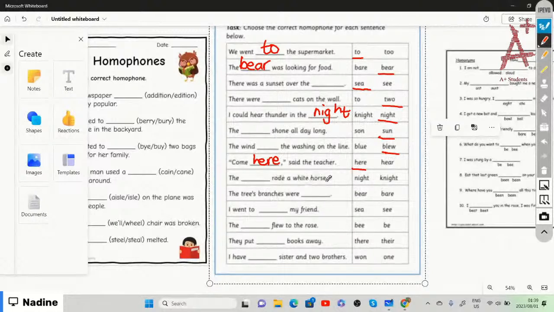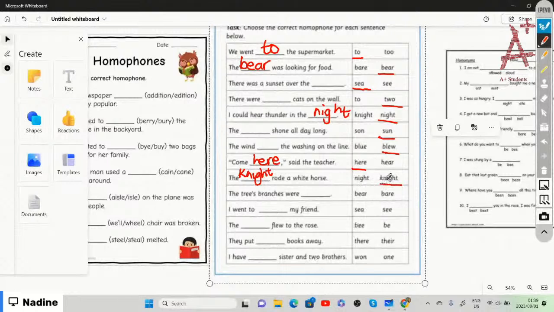The knight rode a white horse. Is it night as in day and night, or knight as in a soldier? We need to choose the correct one. The knight rode a white horse. If we choose the correct one, we would say knight, which is K-N-I-G-H-T.